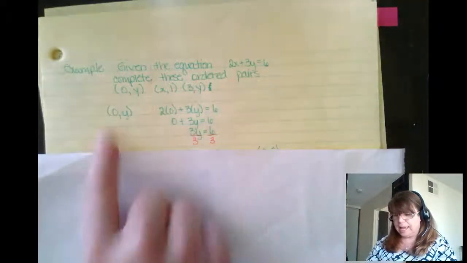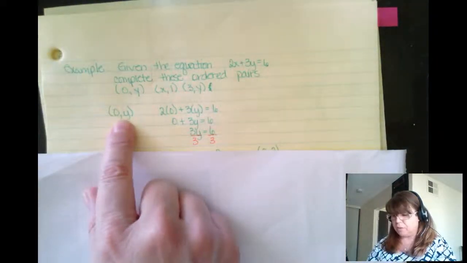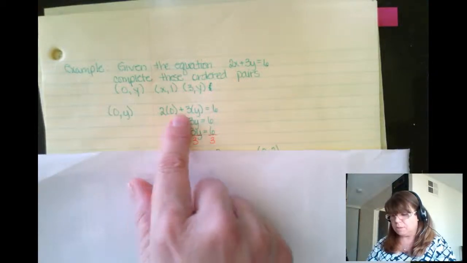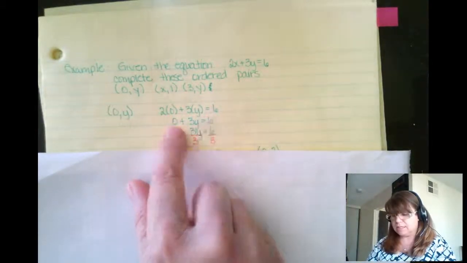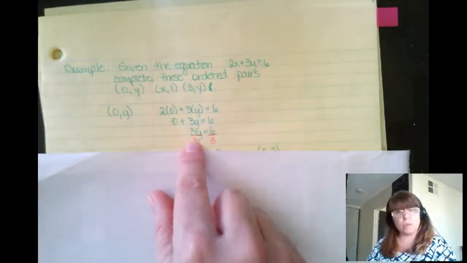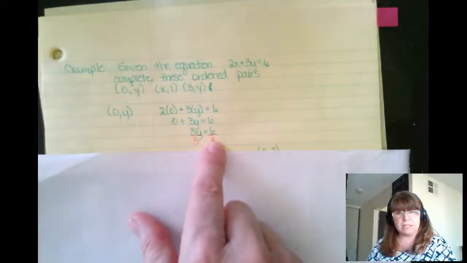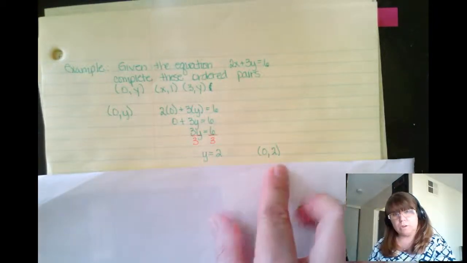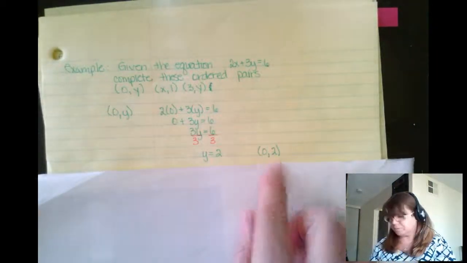So when x is 0, we're solving for y. So let's plug in 0 wherever we see an x. 2 times 0 plus 3y equals 6. 0 plus 3y equals 6. So 3y equals 6. Divide by 3. So y equals 2. So the ordered pair is 0, 2.